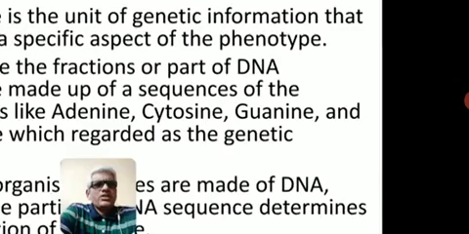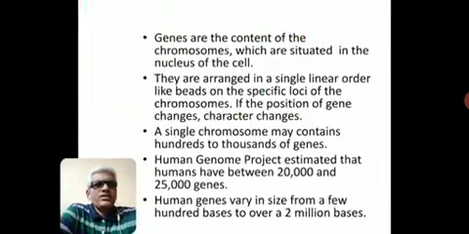Coming to the position of the genes, as you know, they are arranged in a single linear order like beads on specific loci of the chromosomes. They are situated on the chromosomes and arranged like beads in a linear fashion, on separate loci of the different chromosomes. Now friends, it is very important that if the position of a gene changes, the particular trait also changes.